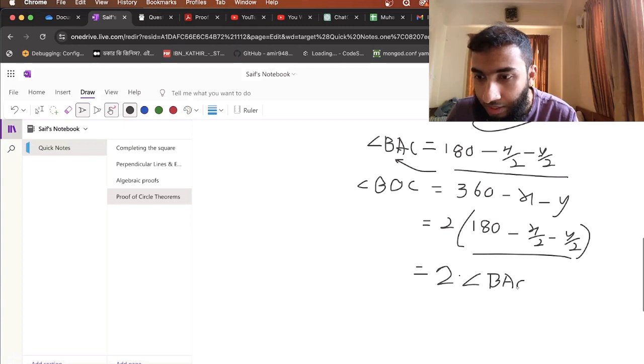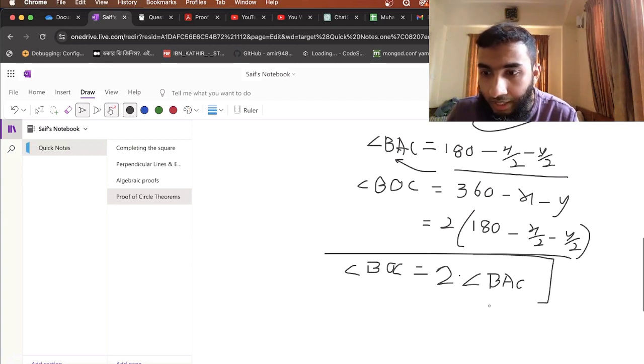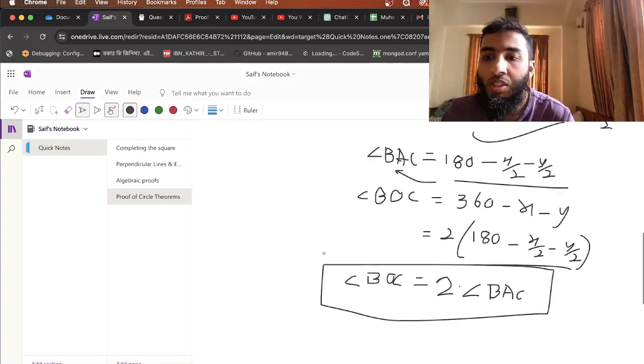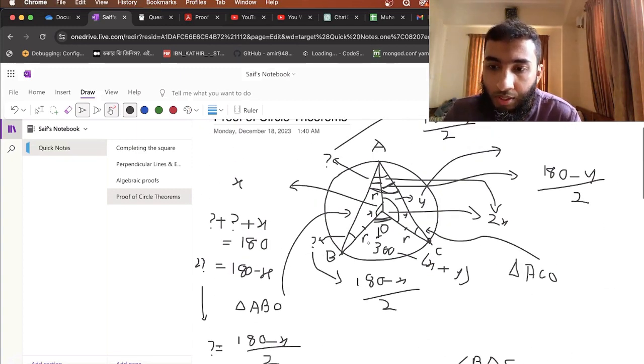So the angle BOC is twice the amount of the angle BAC. So this is how you can prove that this angle at the center created by this arc is twice the amount of the angle at the circumference.